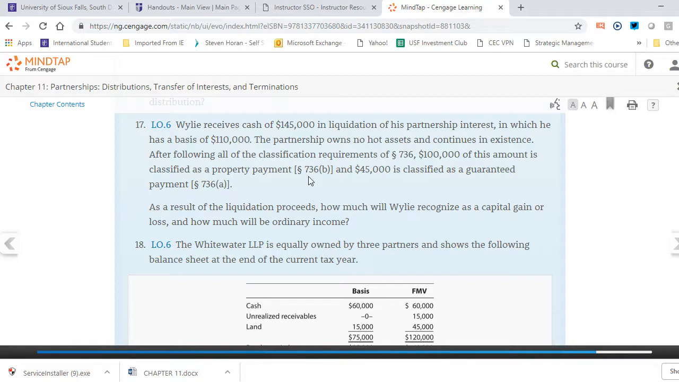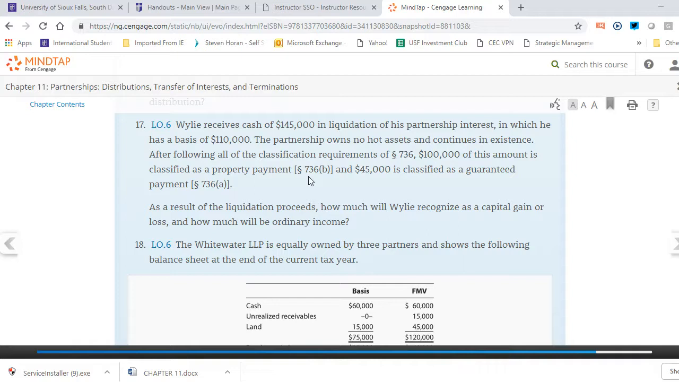After following all the classification requirements of Section 736, 100,000 of this amount is classified as property, and 45,000 is a guaranteed payment. As a result of the liquidation proceeds, how much will Wiley recognize as a capital gain or loss? How much is ordinary income? Hopefully you recognize that $45,000 guaranteed payment as ordinary income. Guaranteed payments become ordinary income to the partners who receive them. That's very important to remember. We talked about that in Chapter 10.